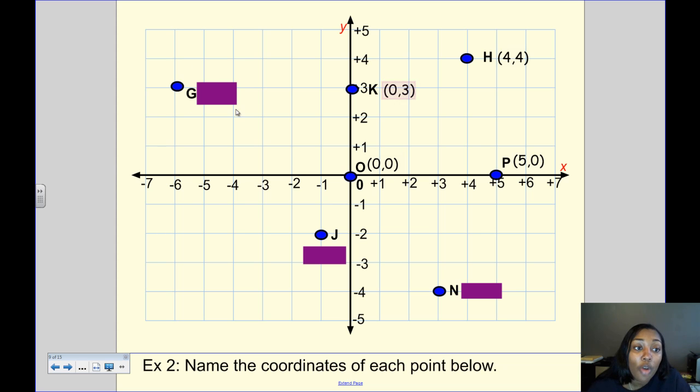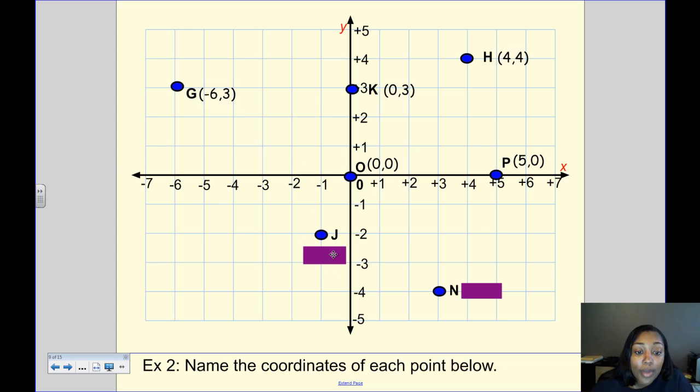So now we want to come over here and look at letter G. We want to know where G is located. So again, we're going to start from the origin, and we see that for letter G, we had to go -1, -2, -3, -4, -5, -6. So we had to go back 6, or to the left 6, and then we had to go up 1, 2, 3. So our x coordinate is -6, and our y coordinate is +3. So the ordered pair for letter G is (-6, 3).